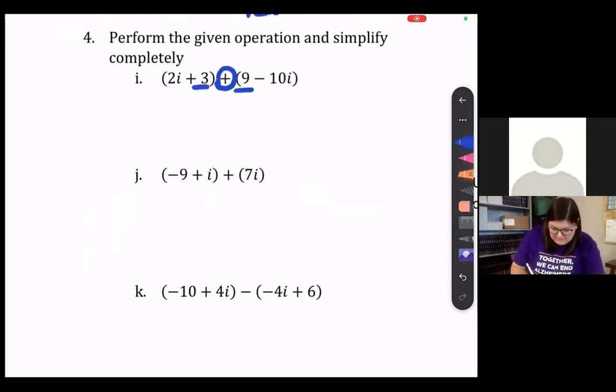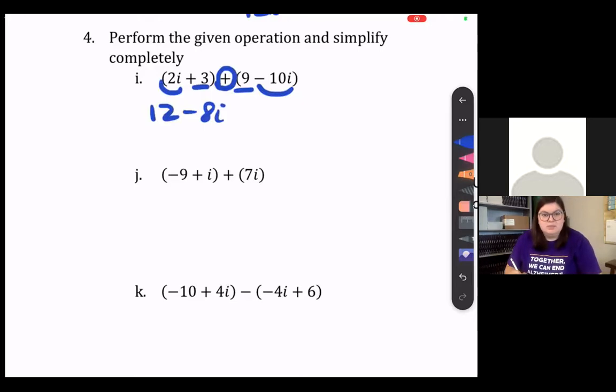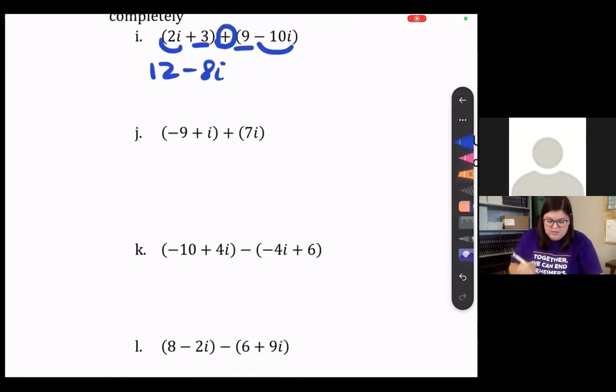The 3 plus the 9 gives me 12. The 2i plus the -10i gives me -8i, and that is my answer. Okay, that's it. That's all I'm doing. Combine like terms. For J, same thing. These two can be combined. The -9 stays in front. Make sure you are writing it, the real part, then the imaginary part.